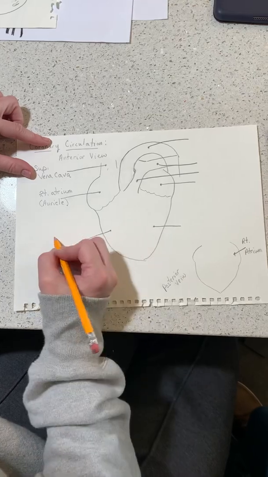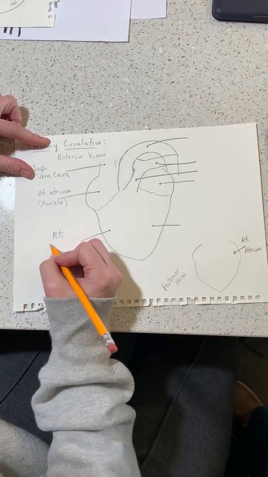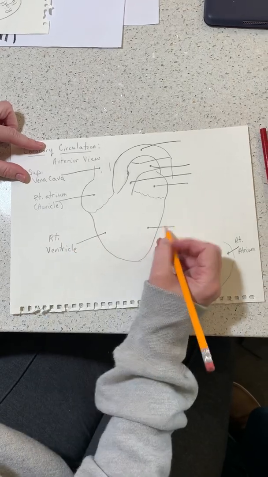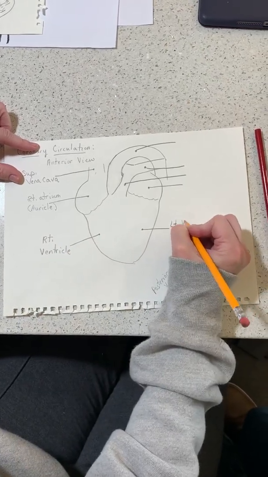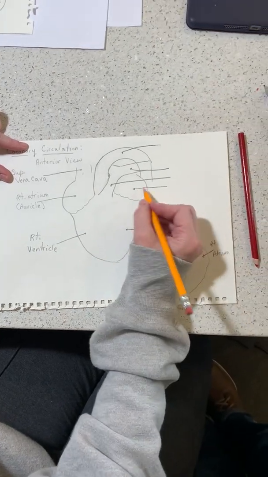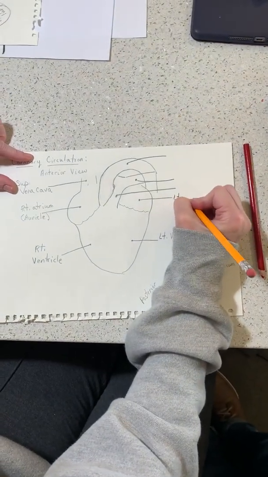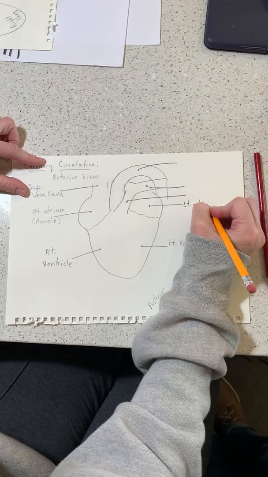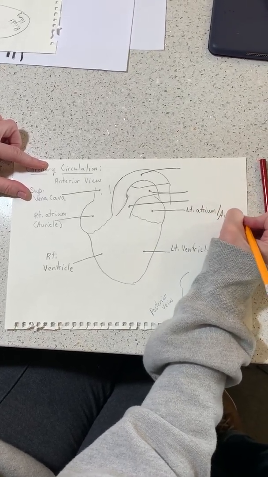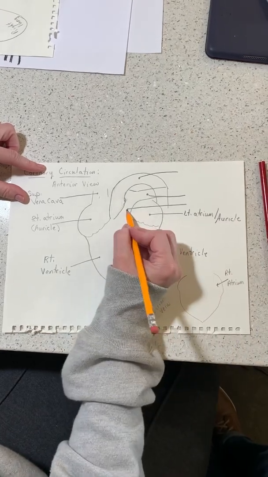This is going to be the right ventricle. On the opposite side, we have the left ventricle. Up here, we have the left atrium or auricle. This is the pulmonary trunk.